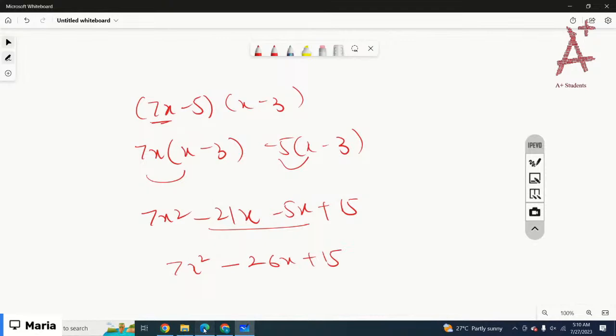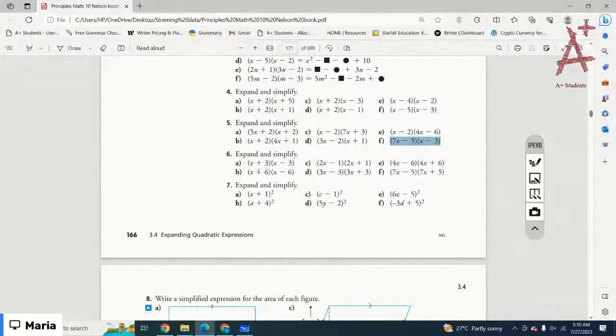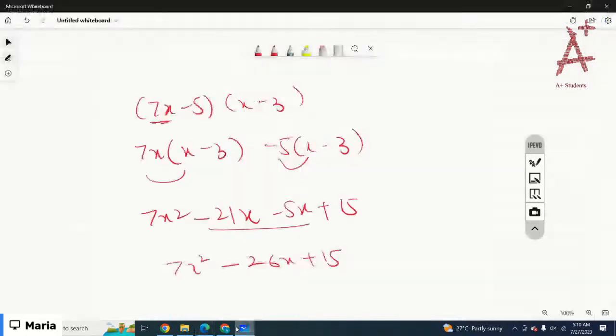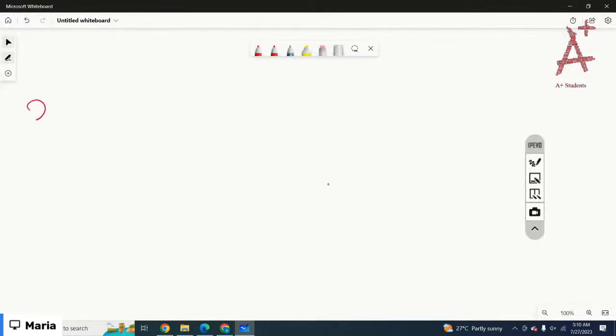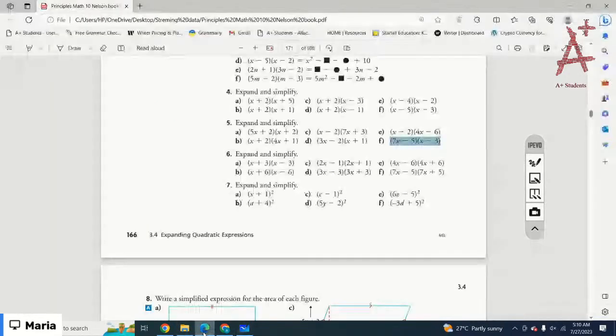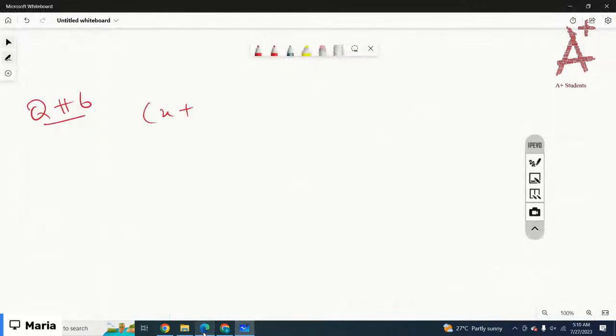Okay, the next one is expand and simplify. Let's just do x plus 3 times x minus 3. It is question number 6.